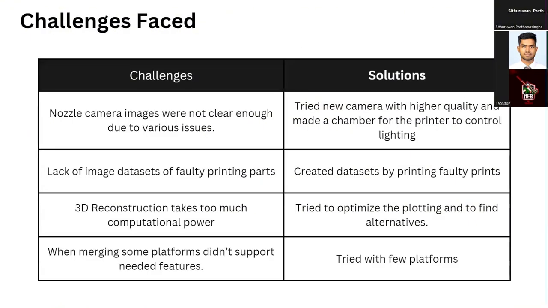While doing the project, there were some challenges we faced. The main challenge was the nozzle camera. The images taken were not clear enough, and lighting was also affecting image quality. Then we tried changing the camera angles and controlling the lighting by creating a chamber to cover the printer. For the outside camera, there was also a lack of training data to be found on the internet, so we had to print quality prints and create the errors.